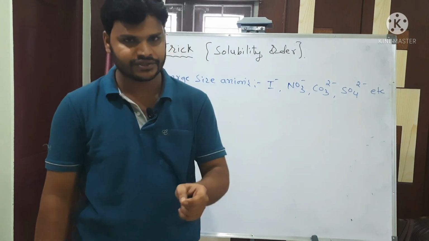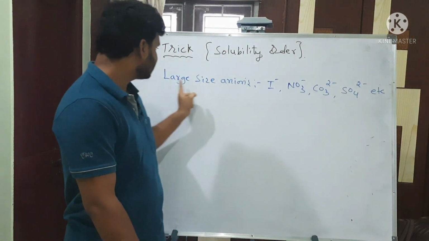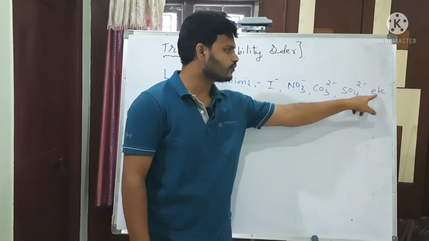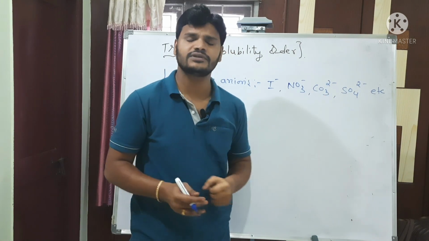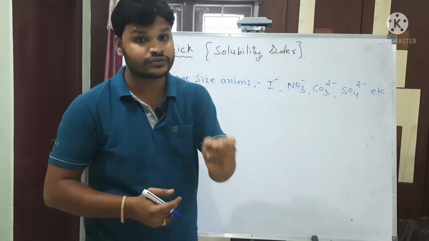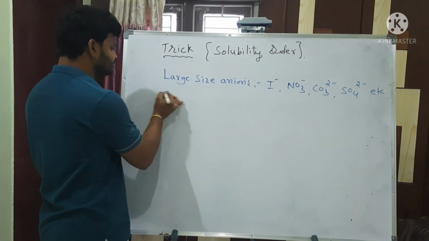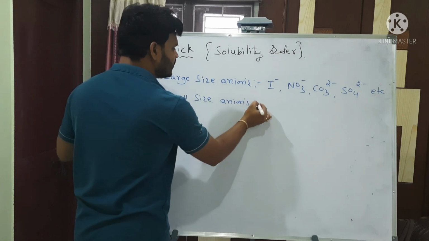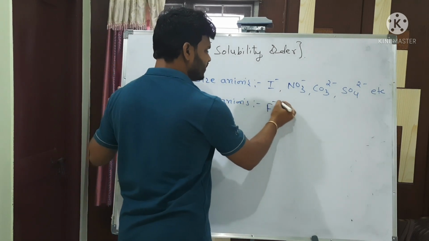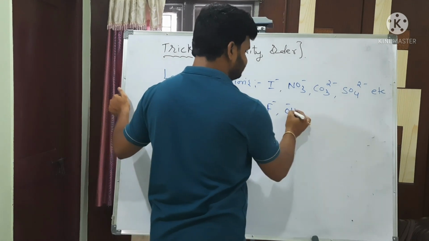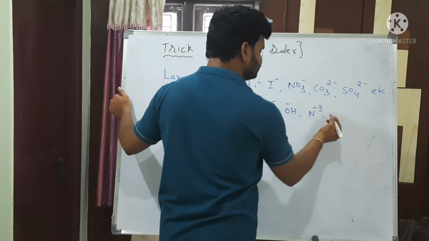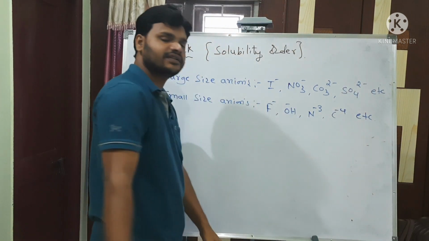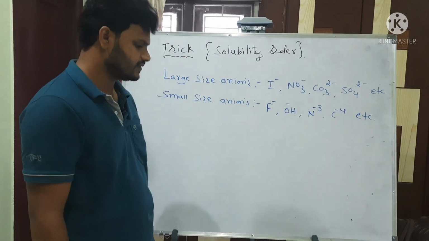Okay students, each and every student remember this one. What are the examples of large size anions? I minus, NO3 minus, CO3 2 minus, SO4 2 minus, etc. These are the best examples of large size anions. Now I am going to give small size anions. This is also very much important. Small size anions. So what are the best examples? F minus, OH minus, N minus 3, C minus 4, etc. These are the best examples of small size anions.